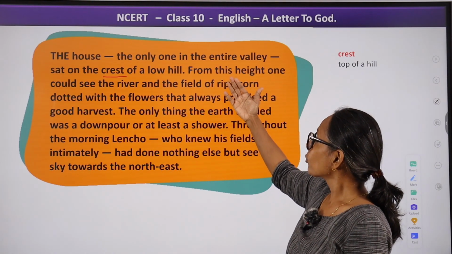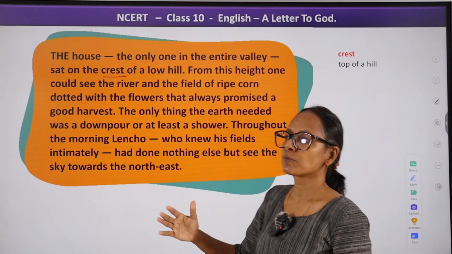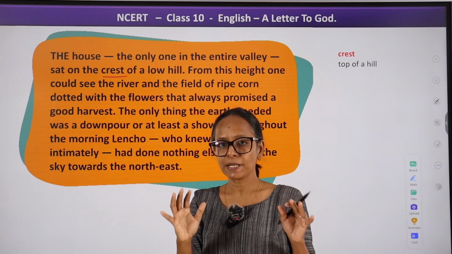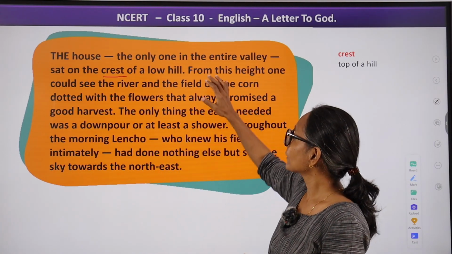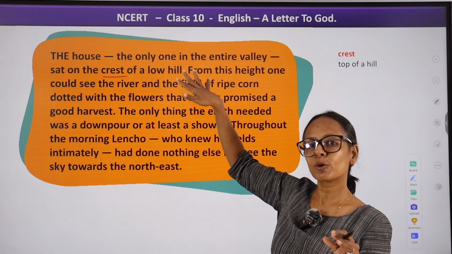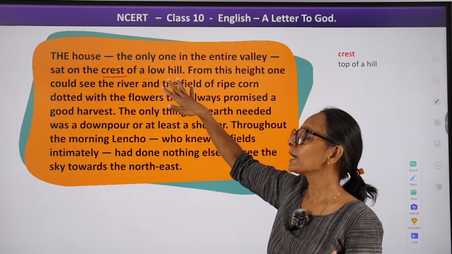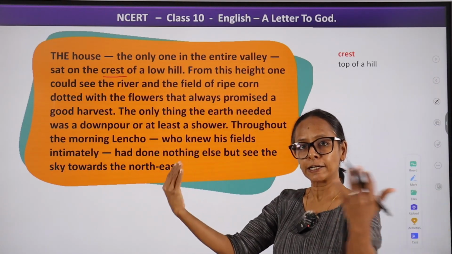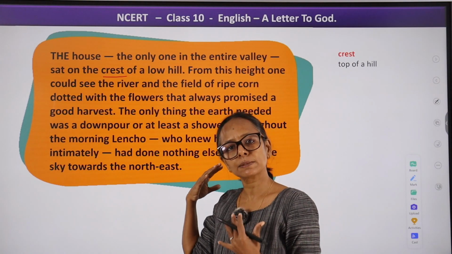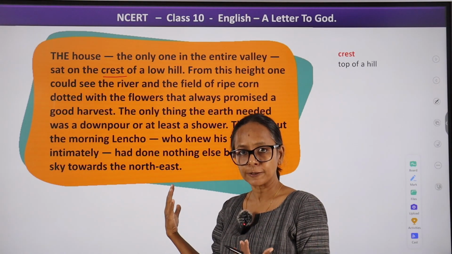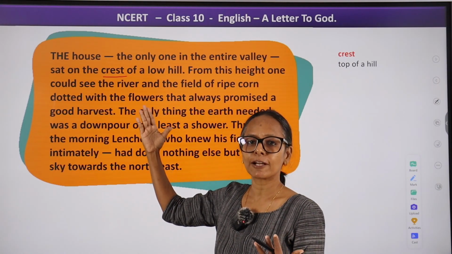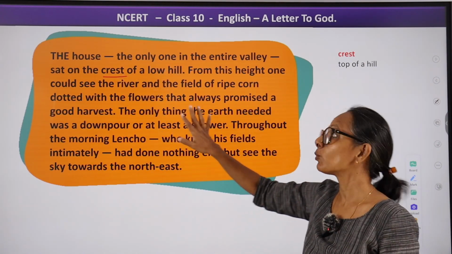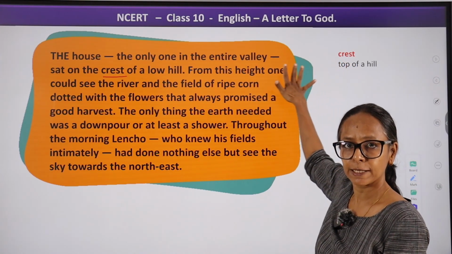The house, the only one in the entire valley. So they are starting with this term, the house. So it means there is only one house. And that is what the statement also says. What does it state? It states that this one house is the only one in the entire valley, in that whole valley that is being talked about here. This house is the only one. And where is it? It sat on the crest of a low hill. What does crest mean? Top of a hill.